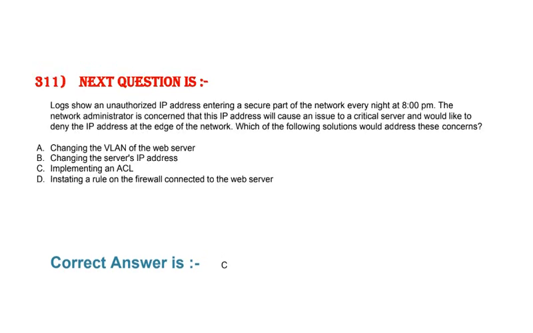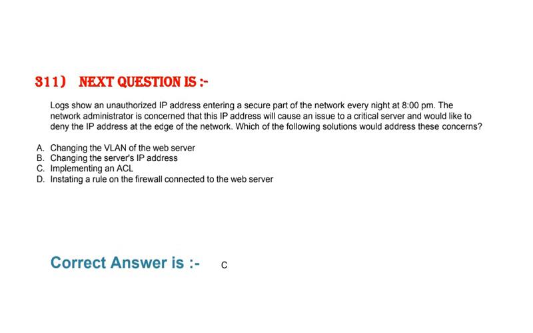Question is, logs show an unauthorized IP address entering a secure part of the network every night at 8 p.m. The network administrator is concerned that this IP address will cause an issue to a critical server and would like to deny the IP address at the edge of the network. Which of the following solutions would address these concerns?